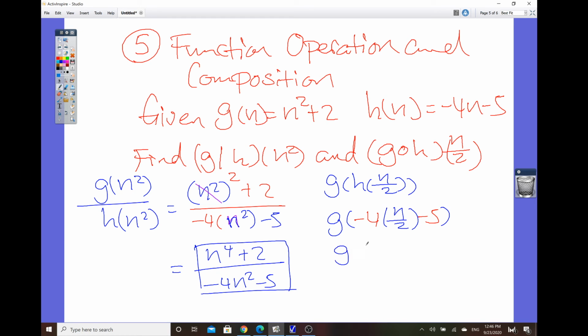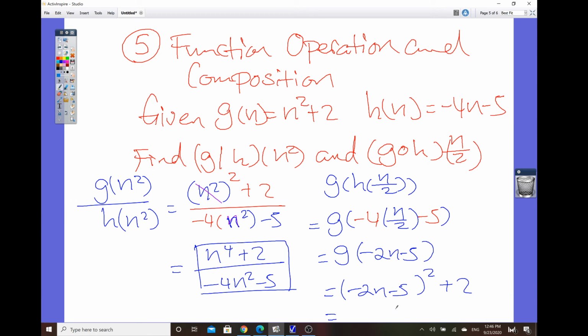And then from here, you want to simplify it a little bit. So negative 4 times n over 2, which is negative 2n minus 5. And now we want to put negative 2n minus 5 into g of n. So negative 2n minus 5, quantity, square, plus 2. Again, instead of using that original variable, we're using the new expression for that variable. And then the rest of this, you can always expand it.